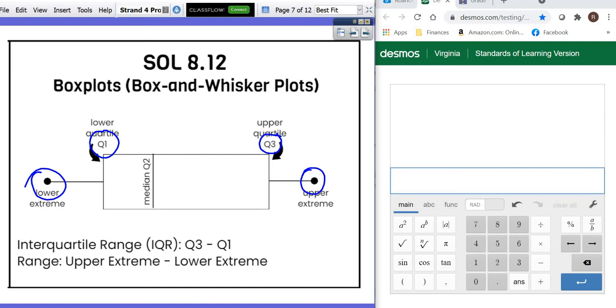Okay, but something else I want to make sure you know is that in this lower quartile, there is 25% of all the data points. In this second quartile here, there's another 25% of all the data points. In this third quartile, there's another 25%. And finally, in the upper quartile is the last 25%. Sometimes you get questions like that on the SOL where you'll need to know that 25% of the data is in each one of those sections.